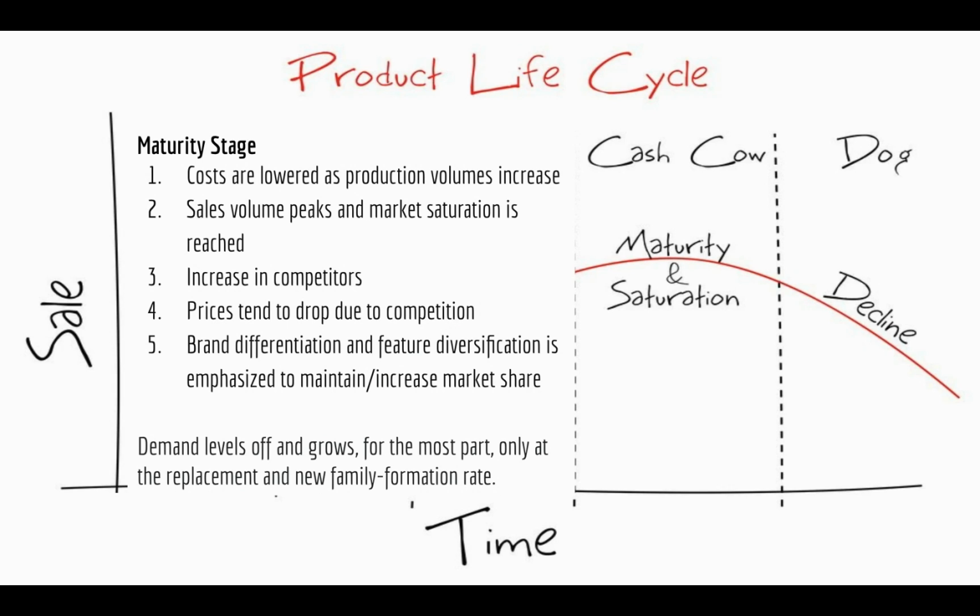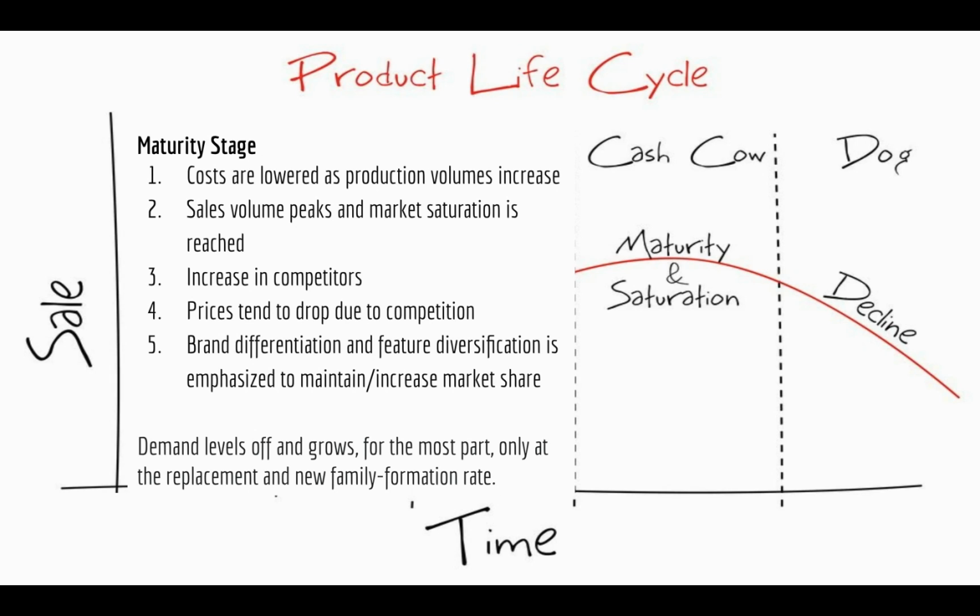Now, when we get to the maturity stage, again, when most of us mature, costs are lowered as production volume increases. Again, we still see that it's being mass produced, so costs are low, but sales have reached their peak, and we've reached what we call market saturation, where a lot of people have this product, but there is also an increase in competitors. And as a result of that, our prices tend to drop.